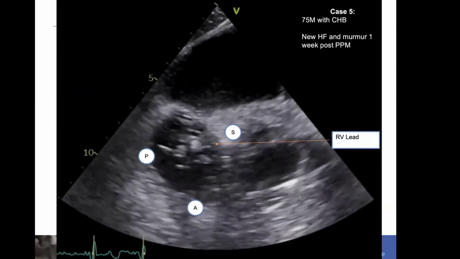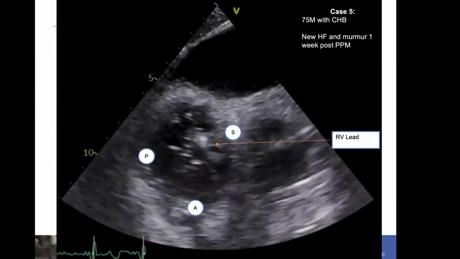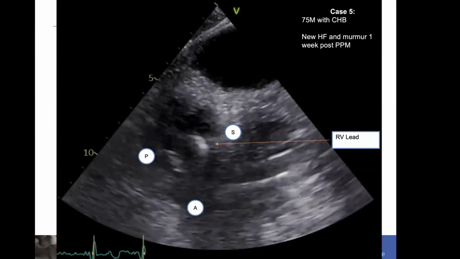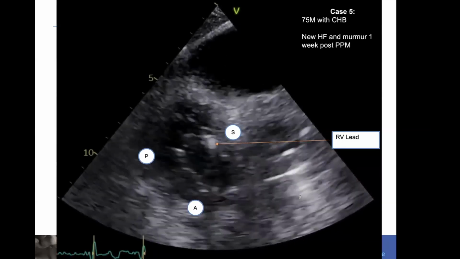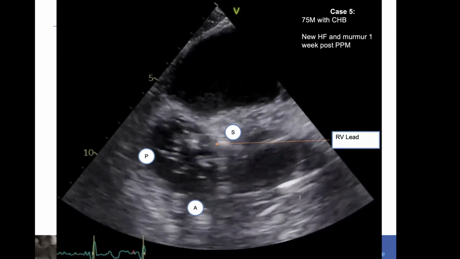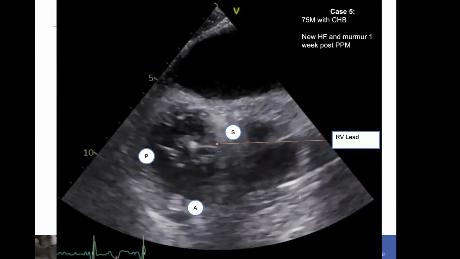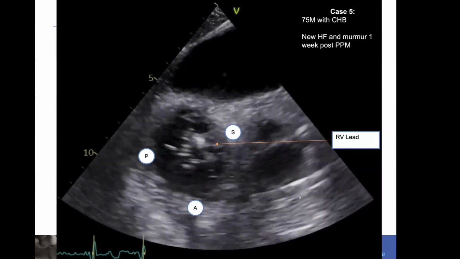Okay, next case. Another case here. We're starting in the transgastric view. We identify our leaflets. We see the lead here is kind of stuck, or kind of against the septal leaflet there. It's tucked into, maybe towards, the posteroseptal commissure. You can kind of make out that there's already probably a coaptation gap in the center of the valve.